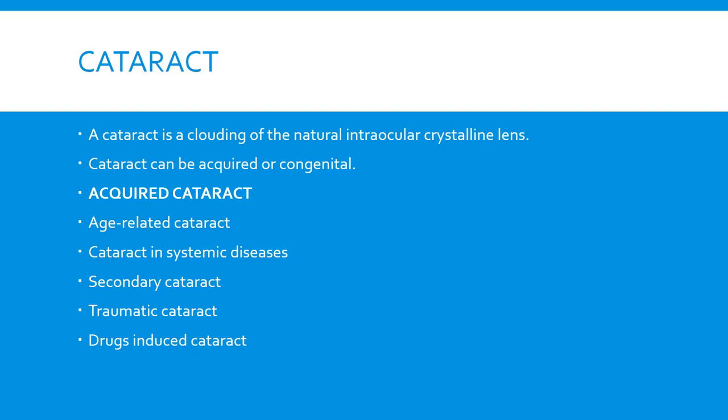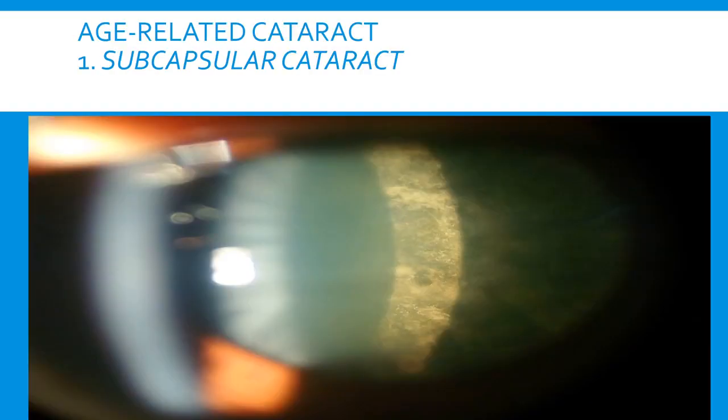Acquired cataract will be illustrated in this lecture in the following categories: age-related cataract, cataract and systemic disease, secondary cataract, traumatic cataract, drug-induced cataract. Age-related cataract. The pathogenesis is multifactorial and not completely understood. Chemical modification of lens protein can play a role in cataract development. Age-related cataract can be classified according to its anatomical location into the following.